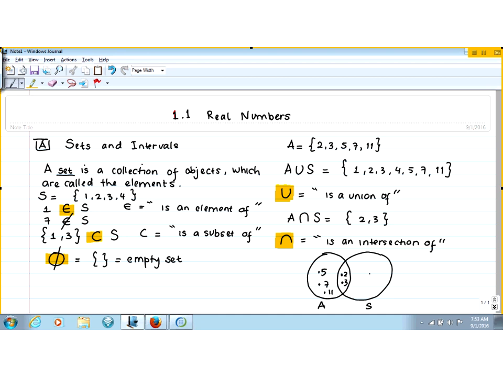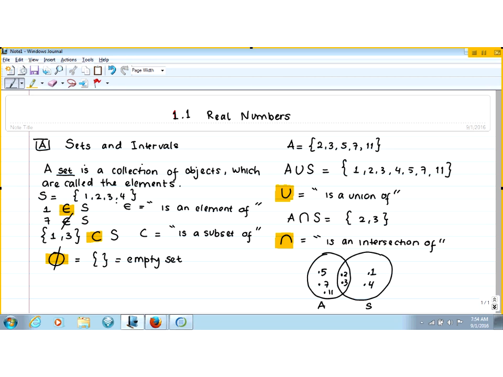5, 7, 11, and this is 1 and 4. If I were to draw S, it doesn't matter A first or S first, right? And this is a set, so the order doesn't matter. So for S, I could write it as 2, 1, 3, 4, or 4, 3, 1, 2. So for a set, the order doesn't matter. Are we okay so far?